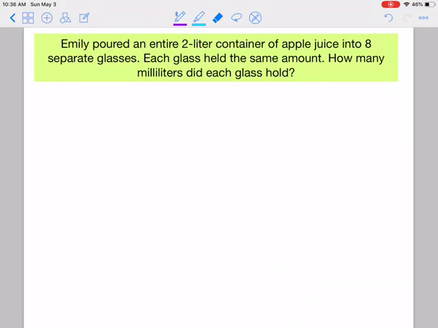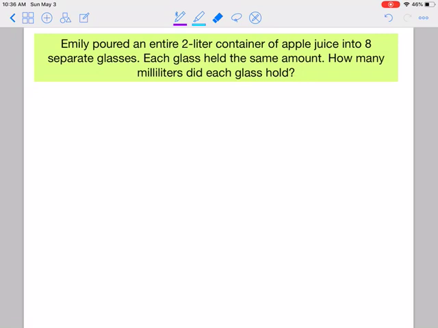All right, guys, here is your math message for today. It says, Emily poured an entire 2-liter container of apple juice into 8 separate glasses. Each glass held the same amount. How many milliliters did each glass hold? So there's a few things that you're going to have to do.